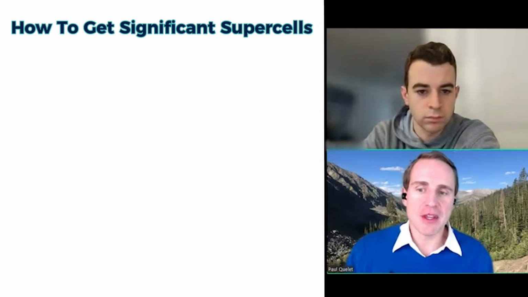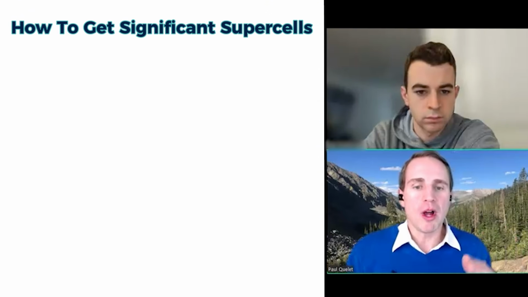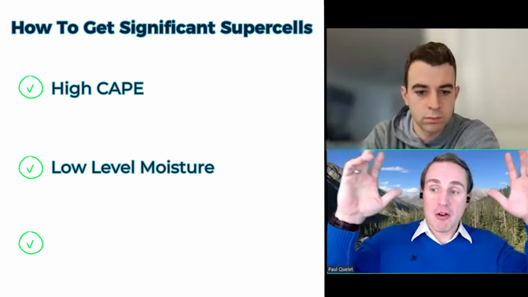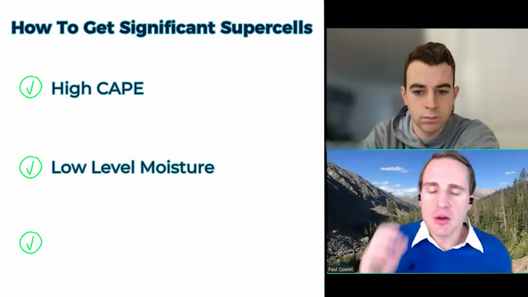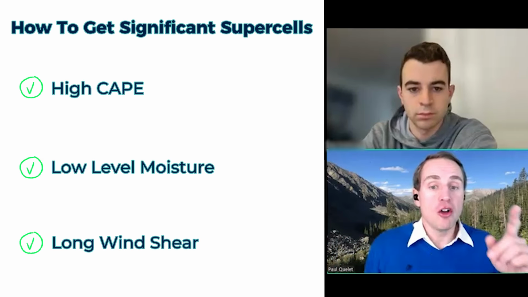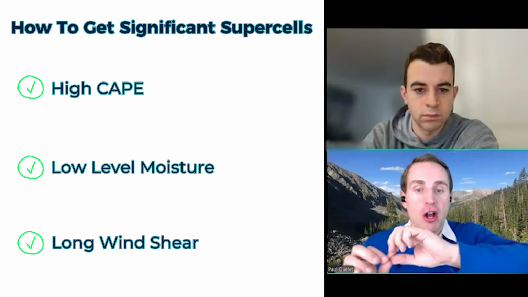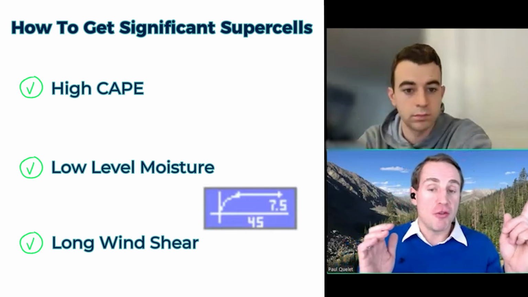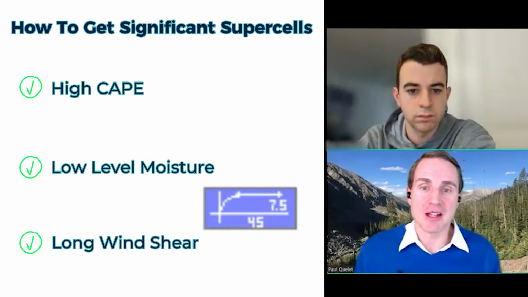So generally speaking, to get the most significant supercells, we want to have high CAPE, low-level moisture, drier conditions aloft, and we also want to have long wind shear. When I say long, I mean the length of the hodograph is long, but also the rotation of the wind direction will emphasize supercells.